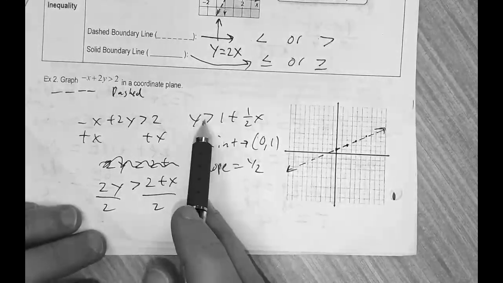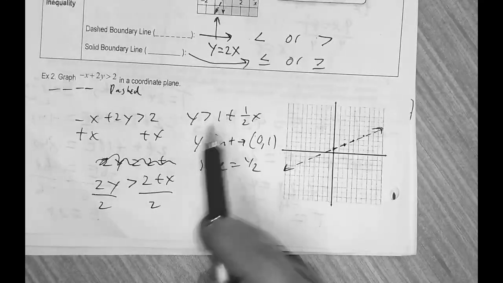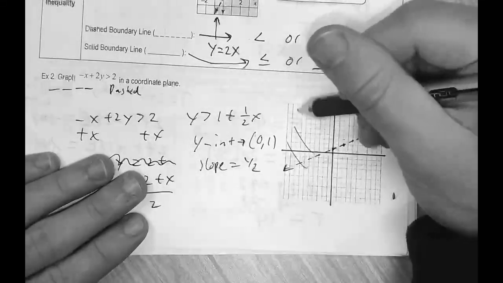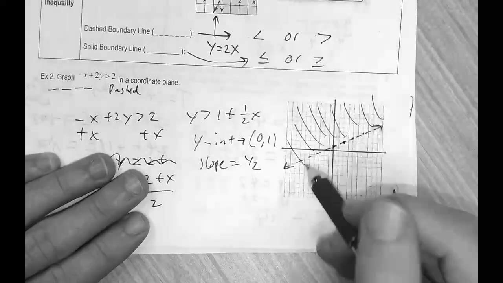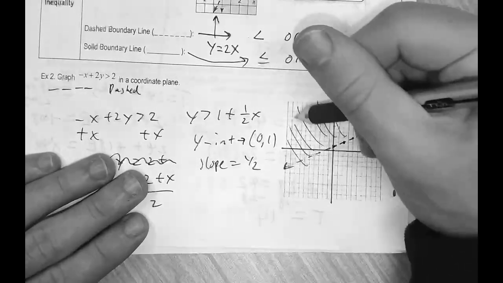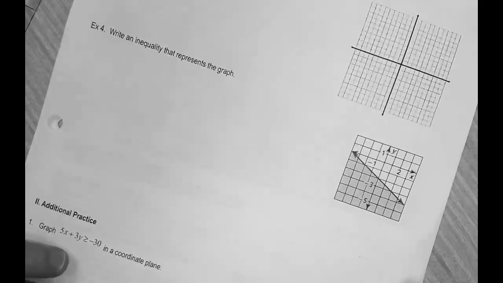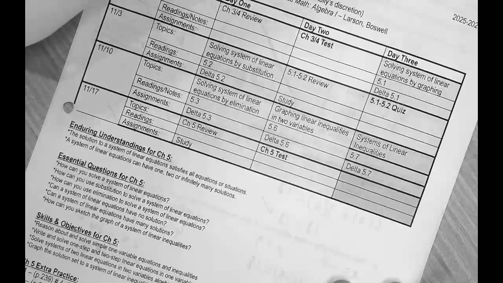Now I want all the y values that are greater than this. So greater, is that above or below? Greater, what's above? So I'm going to shade this region above. Okay, sorry, ignore this little mistake here. But you're going to shade this region that's above. Okay. All right. Let's do a couple more practice, and then you guys will do some by yourself. And that will be the end of Unit 5.